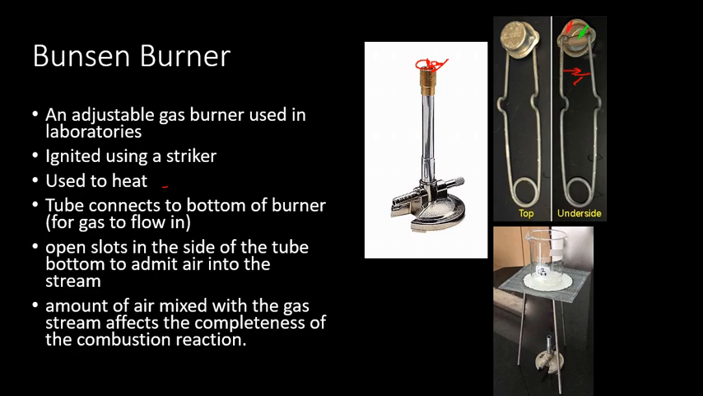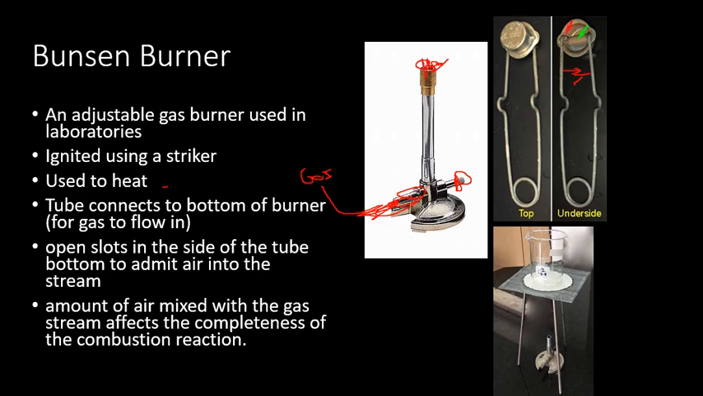So yes, open slots in the side of the tube admit air into the stream. That's how the air would get in. So this tube right here would connect to the gas. Imagine a tube right here, connect to the gas valve, connect to the gas source, and then air would come in kind of on this side. You would twist this thing around depending on how much air you would want in, and that would control the height of the flame.